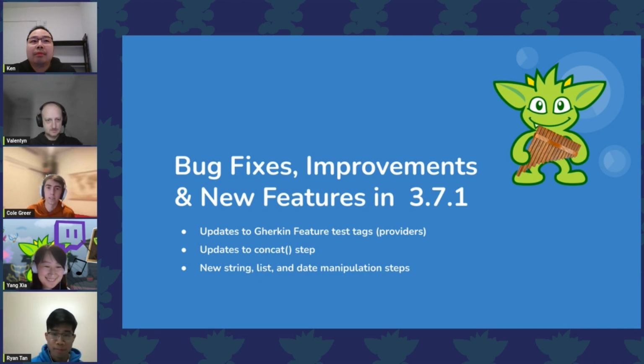Now I want to move on a bit to some of the 3.7.1 changes here. It's going to start with some of the smaller changes, and I'm going to save for the end the big stuff, which is all these new string, list and date manipulation steps.